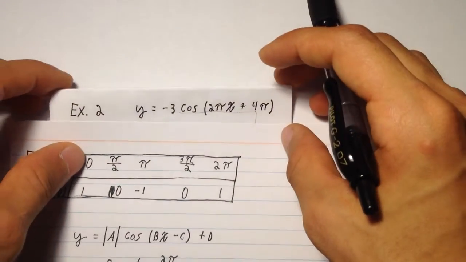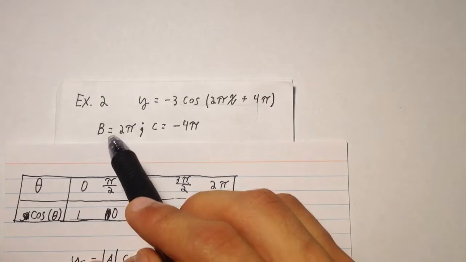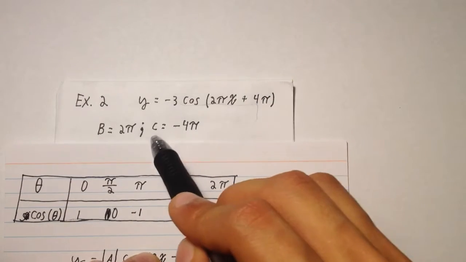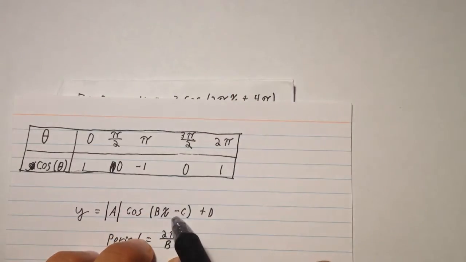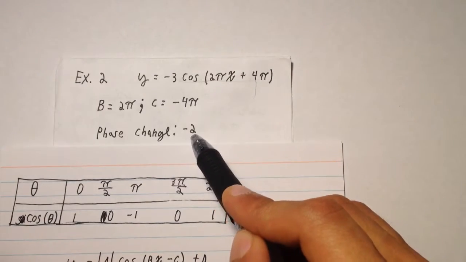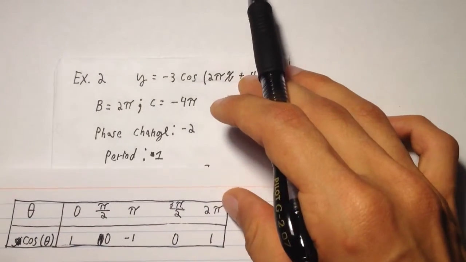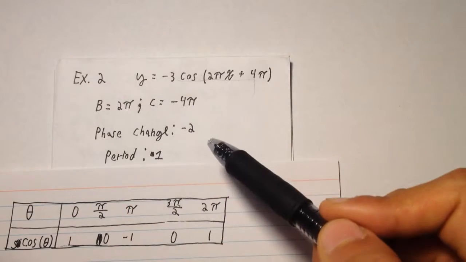One more example. This one's much trickier, but if you can get this one, you'll be set. So, b is equal to 2 pi, and c is equal to -4 pi, because I'm adding here, which is the opposite of subtracting over here. I'm going to look at my phase change, which is -2, but I'm also going to look at my new period, which is 1, because 2 pi divided by 2 pi is 1.